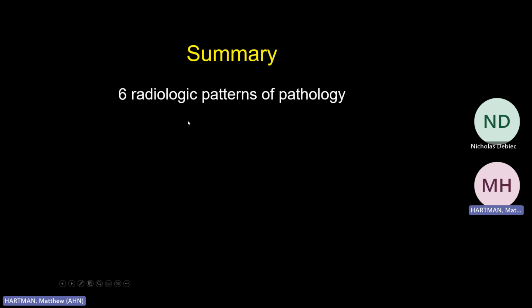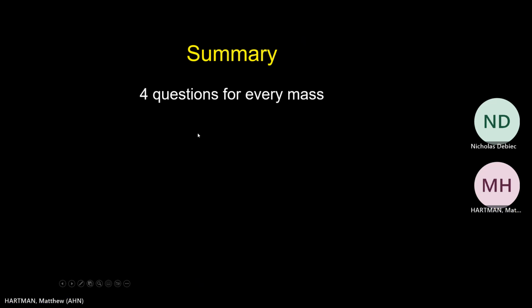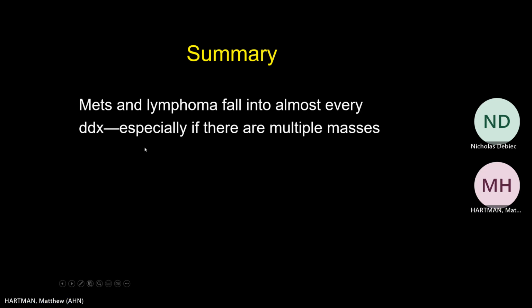So in summary, we learned the Hartman 6 patterns of pathology: innie, outie, narrowing, dilation, thickening, and displacement. 4 questions for every mass. Is it solid or cystic? Is it exophytic or infiltrative? Again, the ball versus bean question. Is there fat in there? Fat's our friend. Single or multiple? Metz lymphoma, almost every differential, especially if there are multiple masses. Thank you very much.